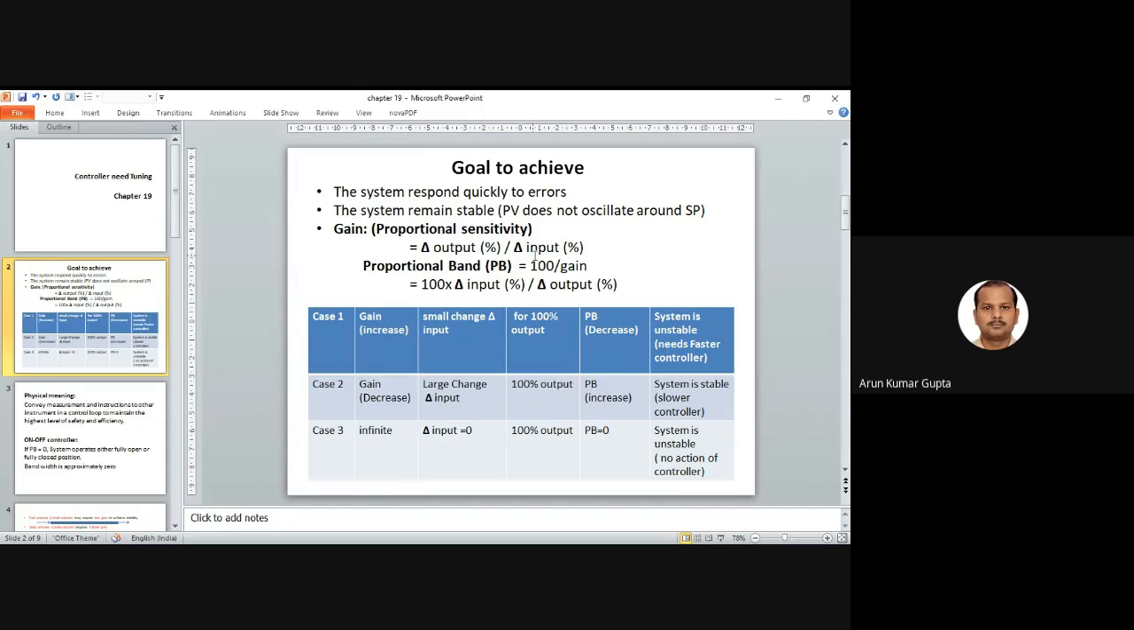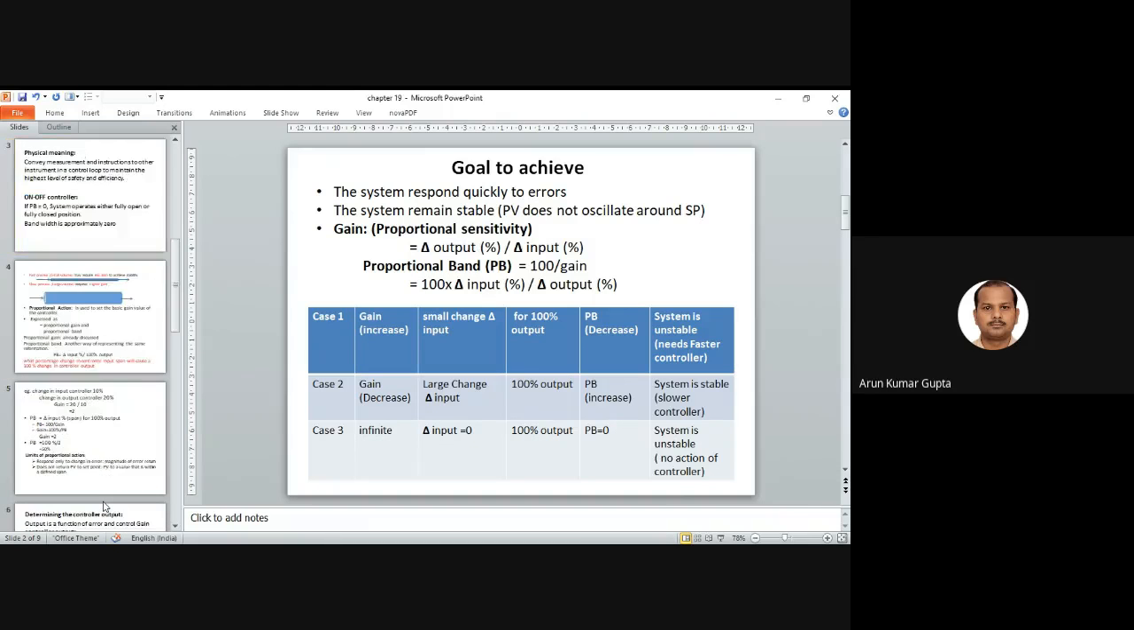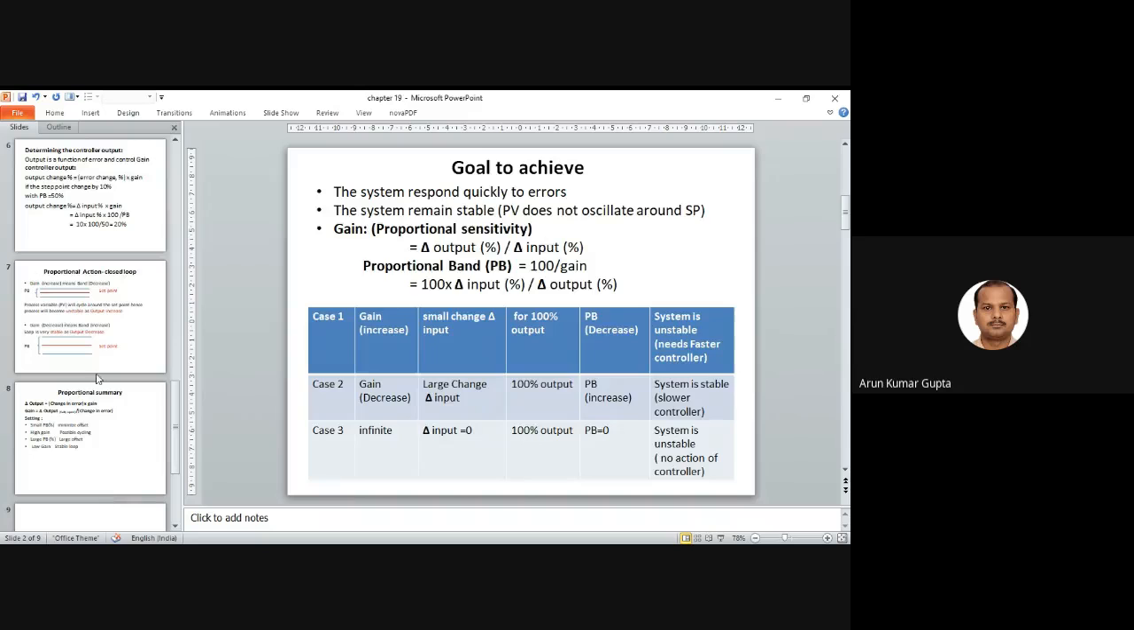What about the PV? So when gain is high, gain will increase, so PV will definitely decrease, as we have an inverse relation. So PV will decrease, it means system is unstable, need faster controller, right? I will show you this by some diagram also. Here I made some diagram.